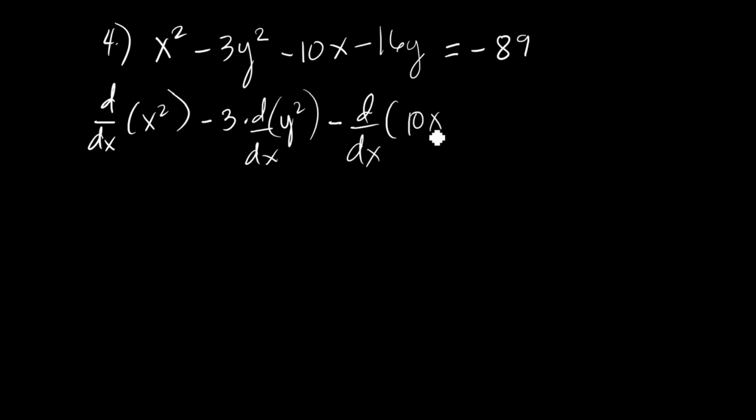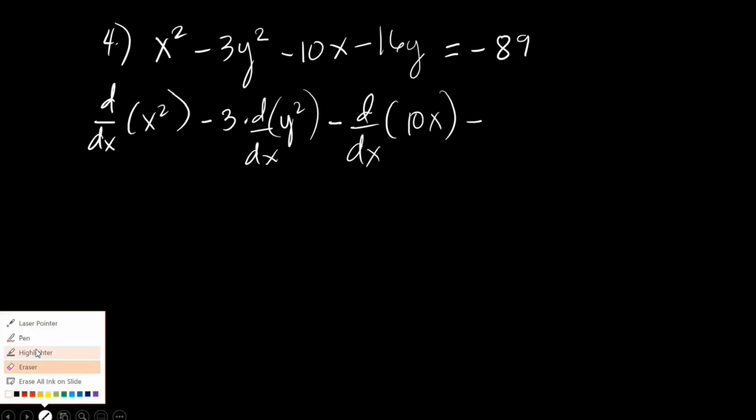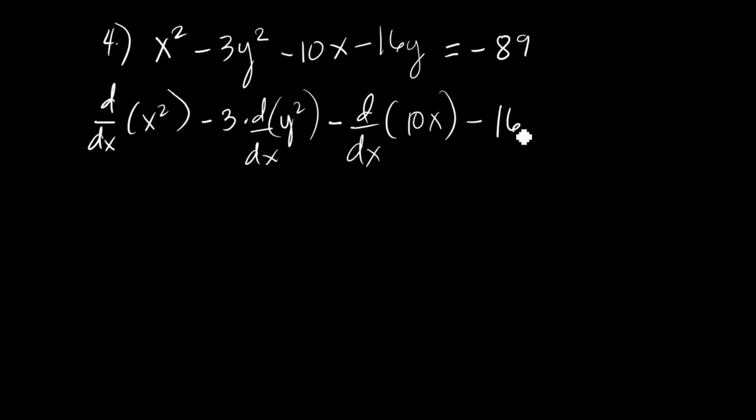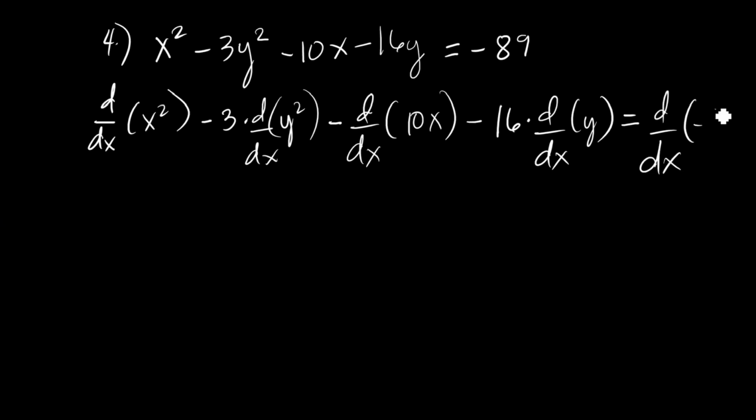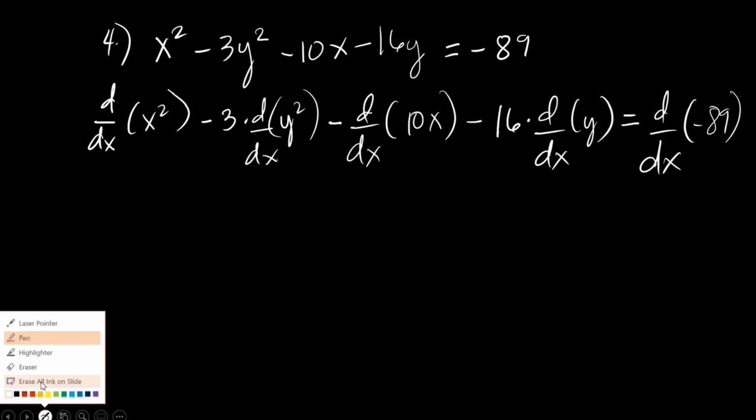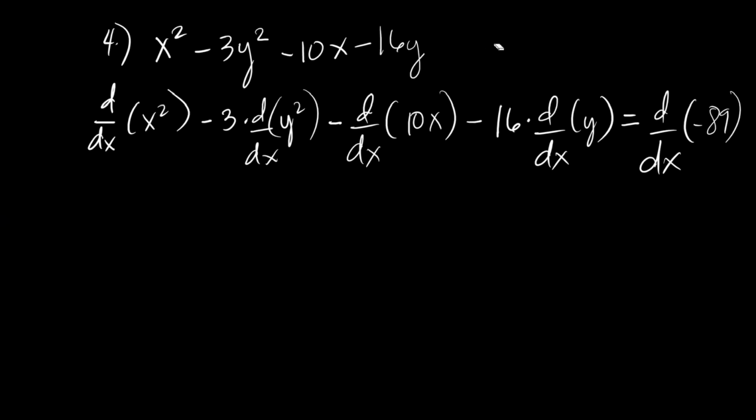derivative of 10x minus derivative of what? 16y. If you would like to write the coefficient 16, okay, before the derivative of y, you can do it. So we do have 16 times derivative of y, okay, equals, so derivative of negative 89. I'll just move the equals negative 89 here so that the equal signs will be aligned. Okay.